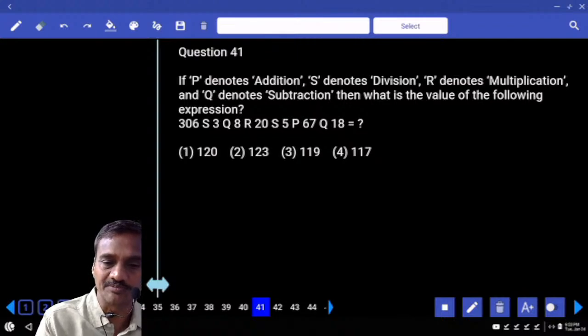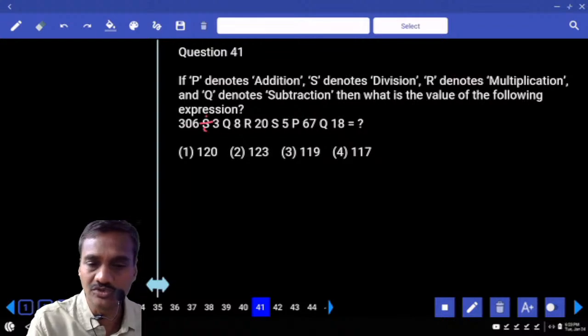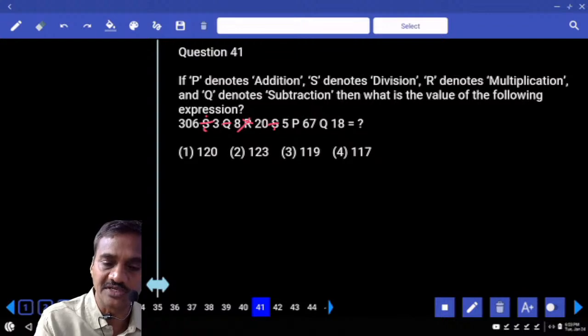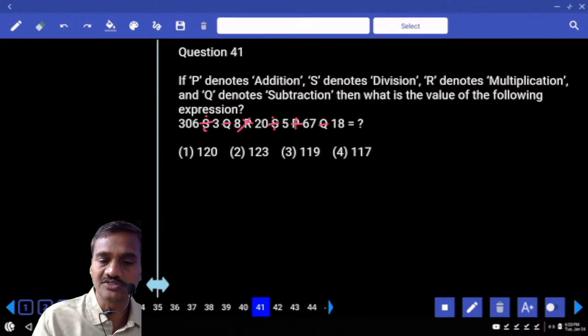Now in this 41, 306 S. S stands for division. Now 306 divided by 3. Then Q stands for subtraction, minus 8. And R stands for multiplication. And S stands for division. And P stands for what? And P stands for addition. And Q stands for subtraction. And 306 divided by 3.